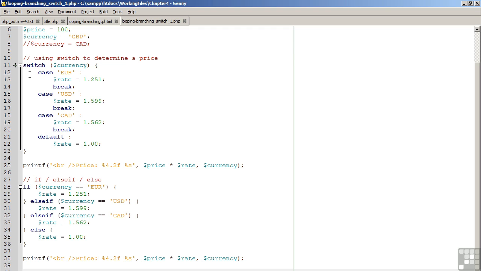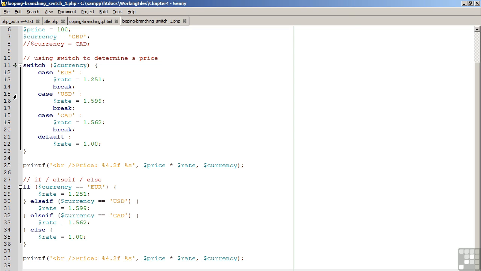If the currency is euro, the code on line 13 is executed. The rate is set to 1.251. On line 14, we utilize the break statement to stop processing and to branch out of the switch statement, which means PHP will then continue executing on line 24.